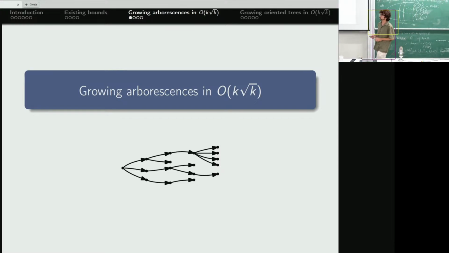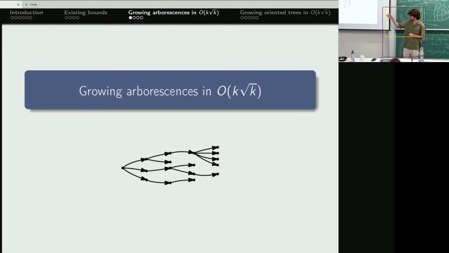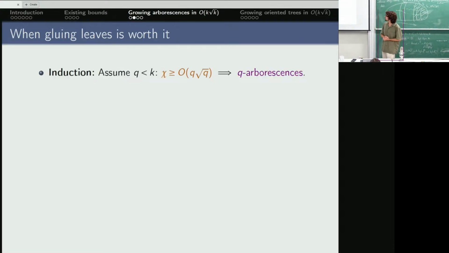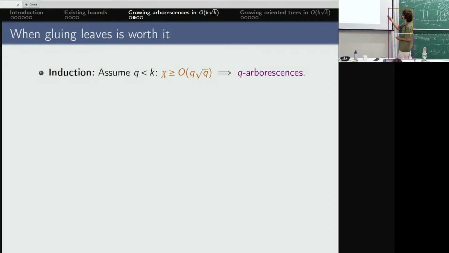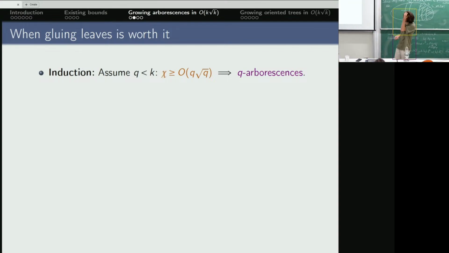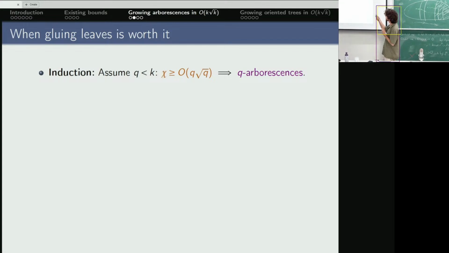So recall an arborescence is a tree where there is one root that is a source, and then everything goes out through it. Now, when is gluing leaves worth it? We saw that when gluing a lot of leaves, you are happy because you can do fewer operations and construct your tree, so you don't pay too much. So with respect to the bound we are trying to prove, this q square root of q, k square root of k bound, when do you want to glue leaves, and when does gluing leaves really preserve this kind of bound?